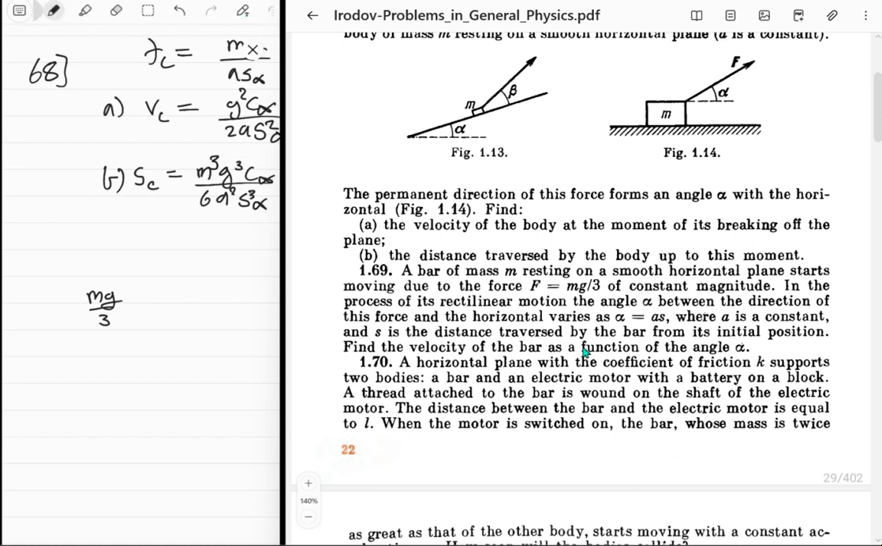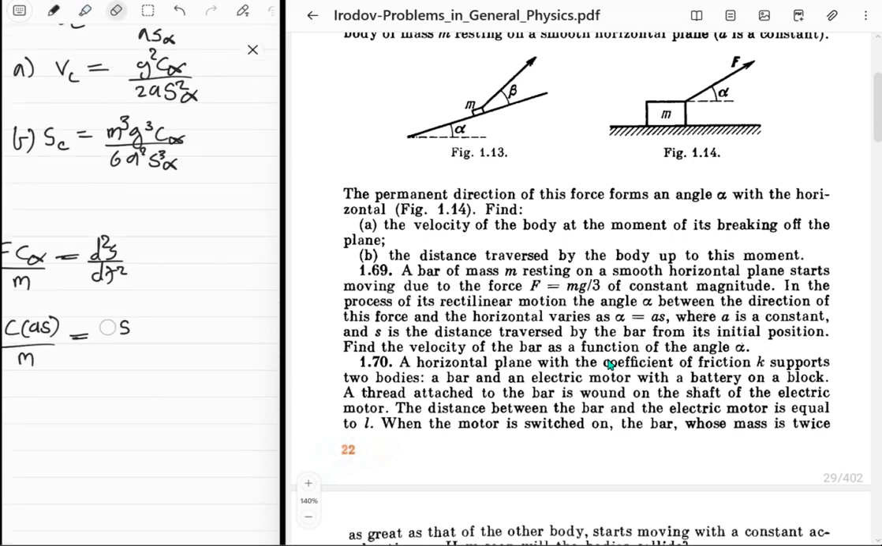Actually, I'm just going to use F for this. So F cosine alpha upon m will be the acceleration, and that's equal to d squared s upon dt squared. But alpha is just a times s. So F cosine of a times s upon m is equal to d squared s upon dt squared. Instead, we can write this acceleration as v dv upon ds.